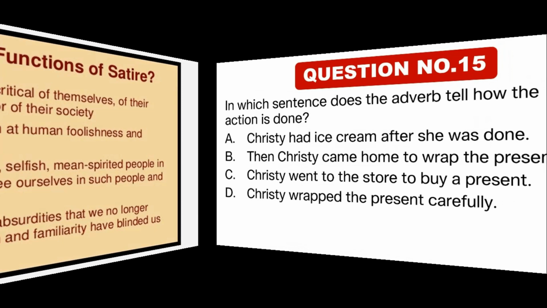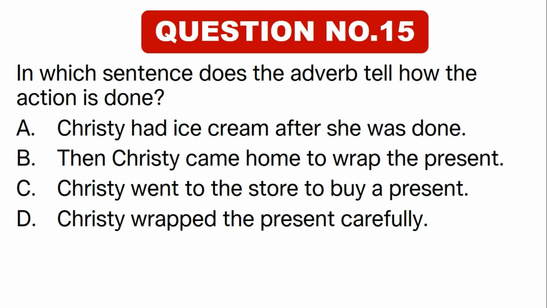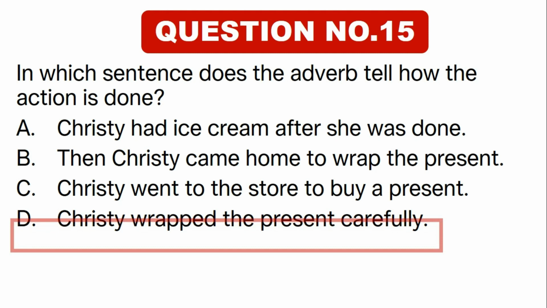Question number 15. In which sentence does the adverb tell how the action is done? Again, in which sentence does the adverb tell how the action is done? A. Christy had ice cream after she was done. B. Then Christy came home to wrap the present. C. Christy went to the store to buy a present. D. Christy wrapped the present carefully. The correct answer is letter D. Christy wrapped the present carefully.